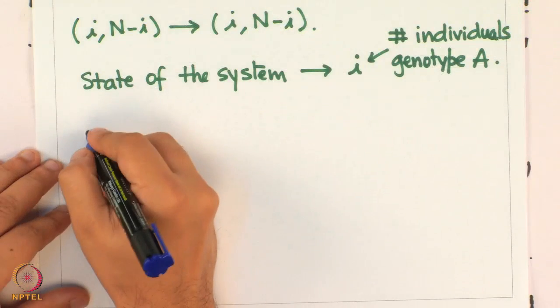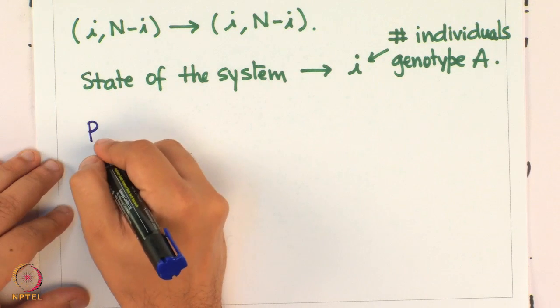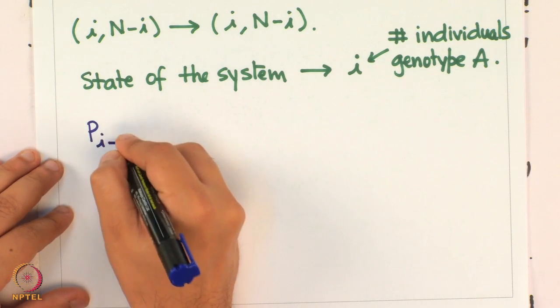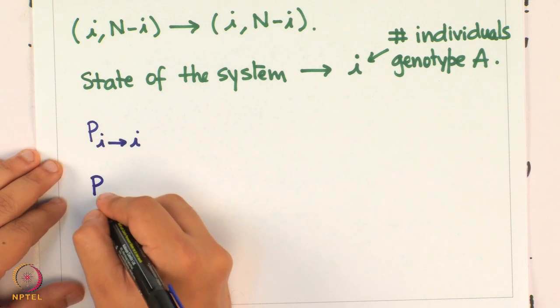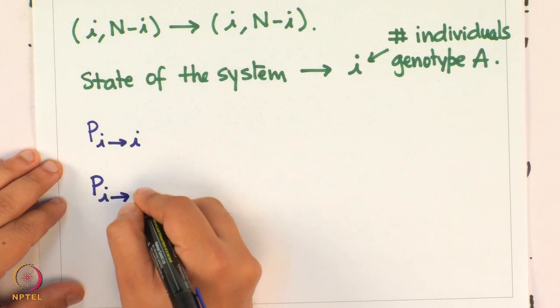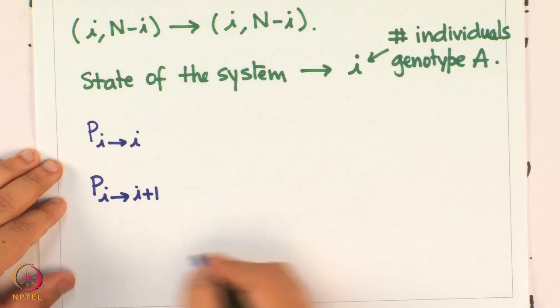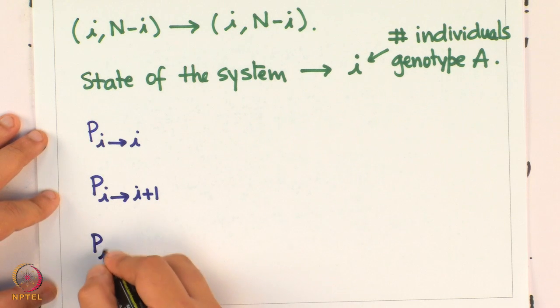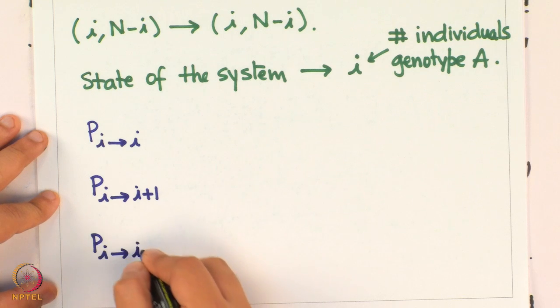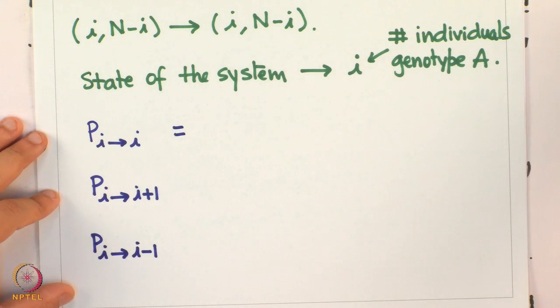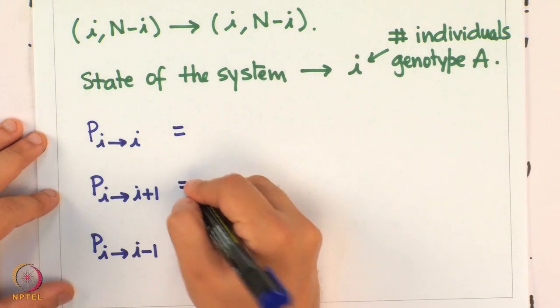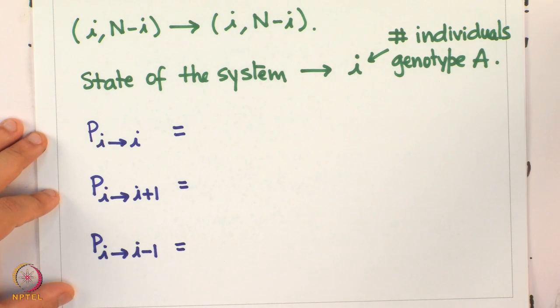And the way we are going to develop this forward is to write 3 probabilities. What is the probability that the system starts from I and remains at I? What is the probability that the system starts at I and goes to I plus 1, and what is the probability that the system starts from I and goes to I minus 1? To understand this, we'll write the expressions for each of these three.